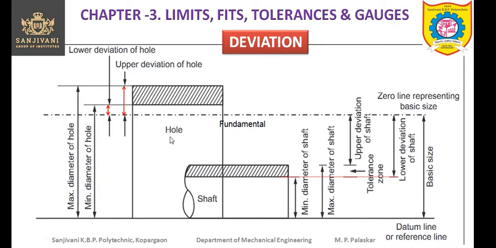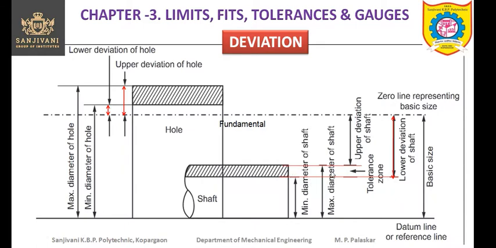Similarly, for the shaft, we have the lower deviation. For the shaft, this is the lower deviation, that is the difference between the lower limit or the minimum diameter and the zero size, or rather the basic size, which is represented by the zero line. So this difference between the basic size and the minimum limit for the shaft represents the lower deviation. This is the lower deviation of the shaft.